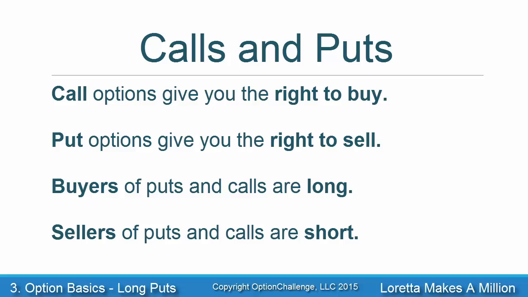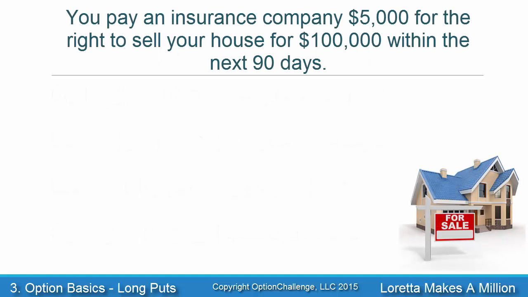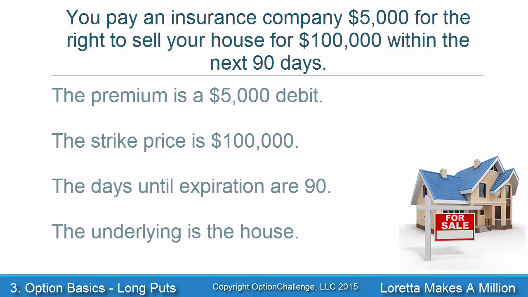I am going to use an example of insuring a house to help demonstrate a long put and why you might buy one. Let us say you decide to sell your house. You list it for its market value of $100,000. You are worried that the market value of the house will drop in the next couple of months. You pay an insurance company $5,000 for the right to sell the house for $100,000 within the next 90 days. By buying insurance, you are protecting the value of your home.